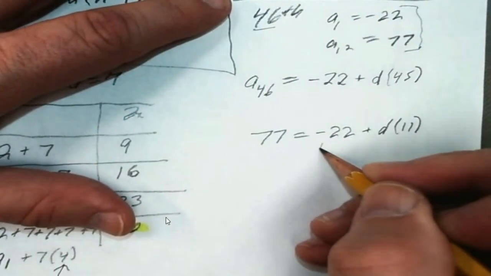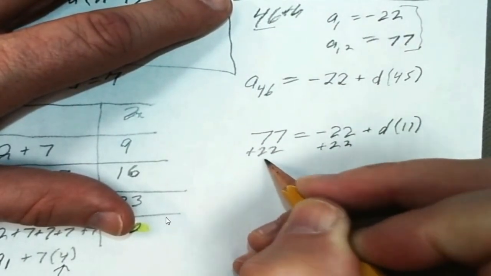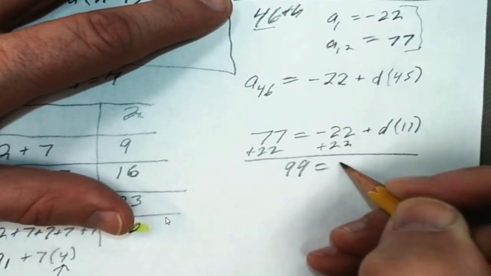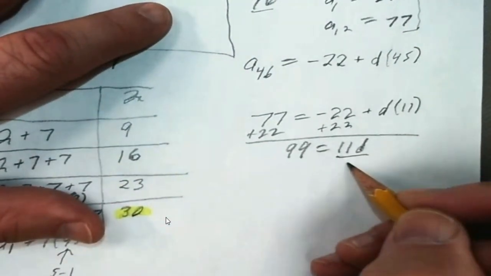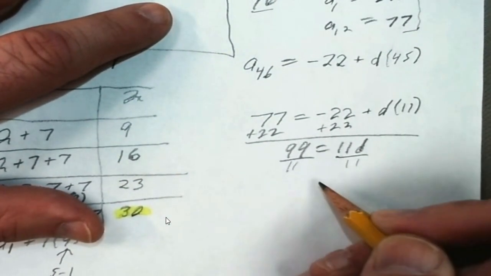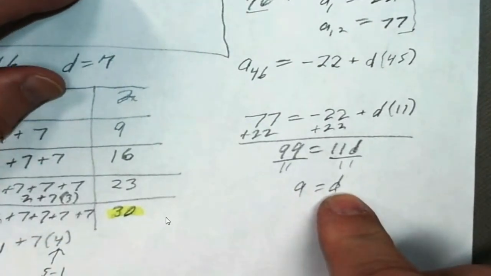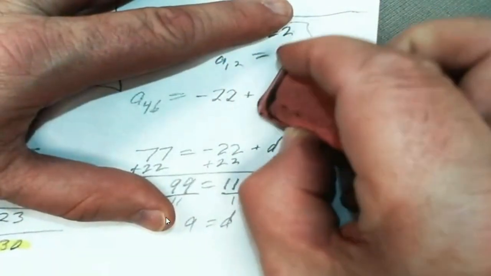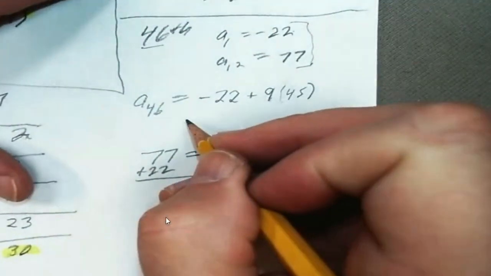So let's add 22 to both sides. 99 equals D times 11, which is just 11D. I can divide both sides by 11. And I get 9 equals D. Now I know what D is. So I can go back up here, substitute 9 in for D, and solve this.